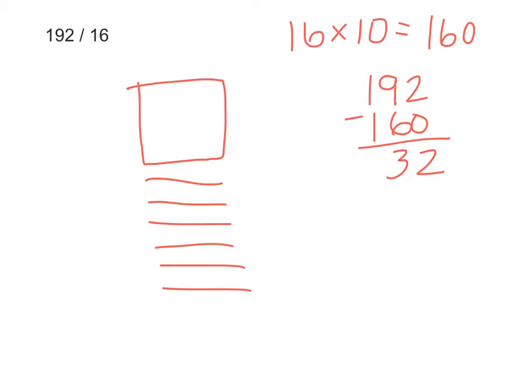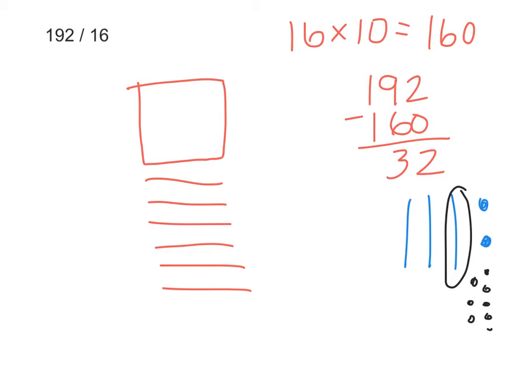Now, this time with my 32, normally 32 looks like this, right? 31 and 32. This time, though, I have to split up one of my groups of 10 into 10 separate little ones to be able to make this work. But it's still going to come out the same. So I've got my group of 10s here, and then I'm going to give each one 2 more.